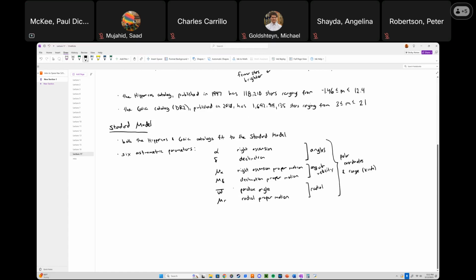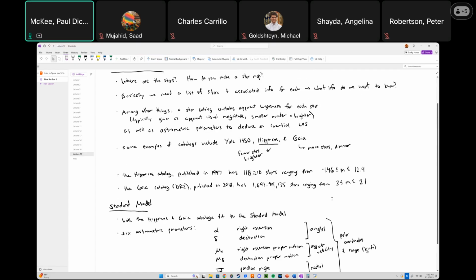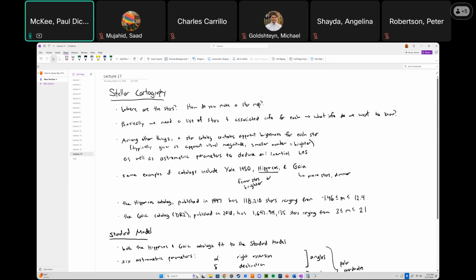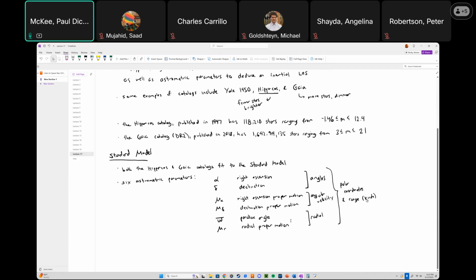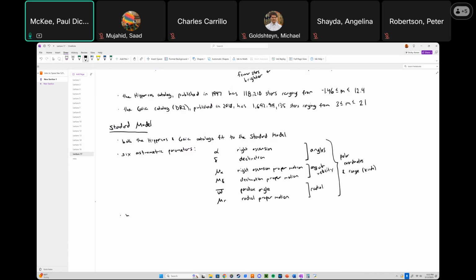So how do we actually, I talked about this, the whole point of the star catalog is to be able to deduce an inertial line of sight direction, to say, okay, for the ith star in the catalog, here is its line of sight vector in the inertial frame. That is our goal for today. We can define a right-handed coordinate system for each star in the catalog.